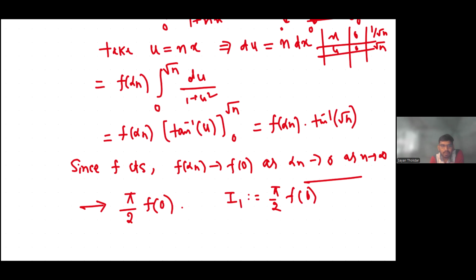Okay. Pi by 2 f of 0. Pi by 2 f of 0. Yeah, you know that first condition is. Now we will solve the second integral.